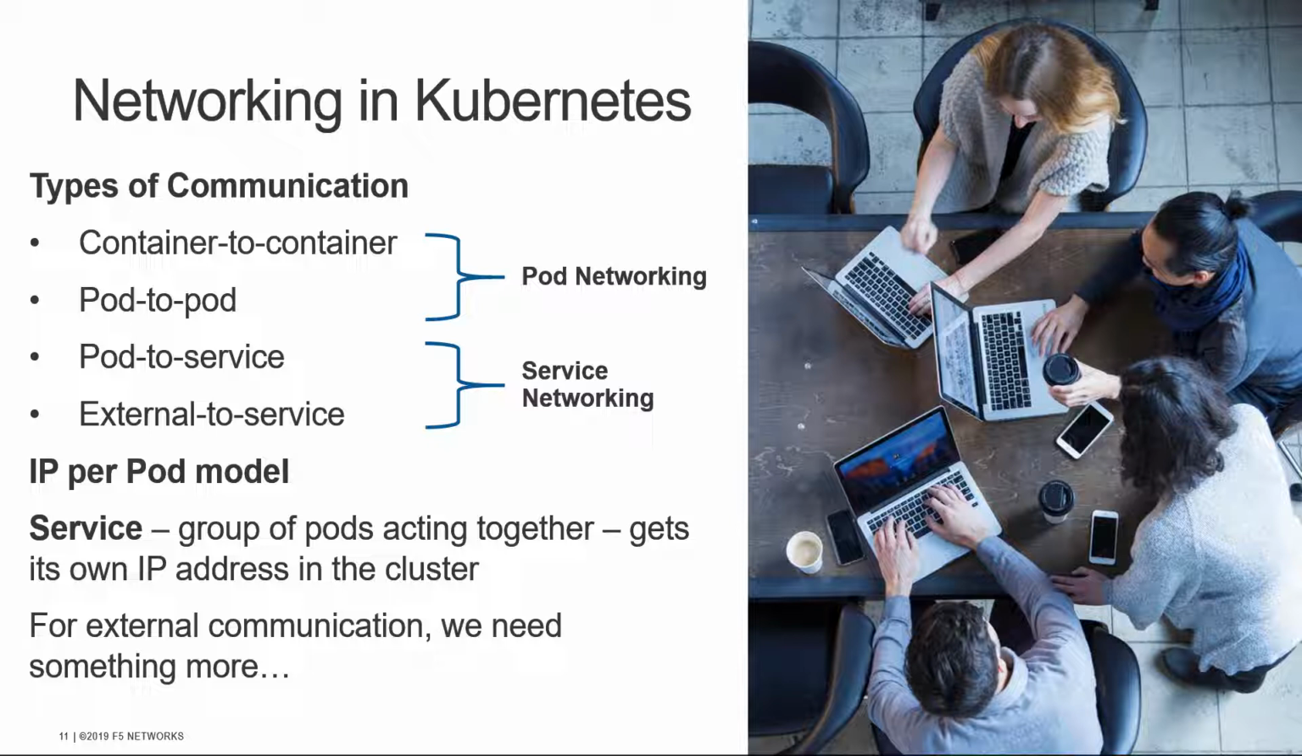Containers can communicate with all other containers without NAT. Nodes can communicate with all containers without NAT and vice versa. The IP address that a container sees itself as is the same IP address that others see it. Now, this creates a simple flat network across your Kubernetes cluster. However, external or north-south networking requires something else, an Ingress controller.